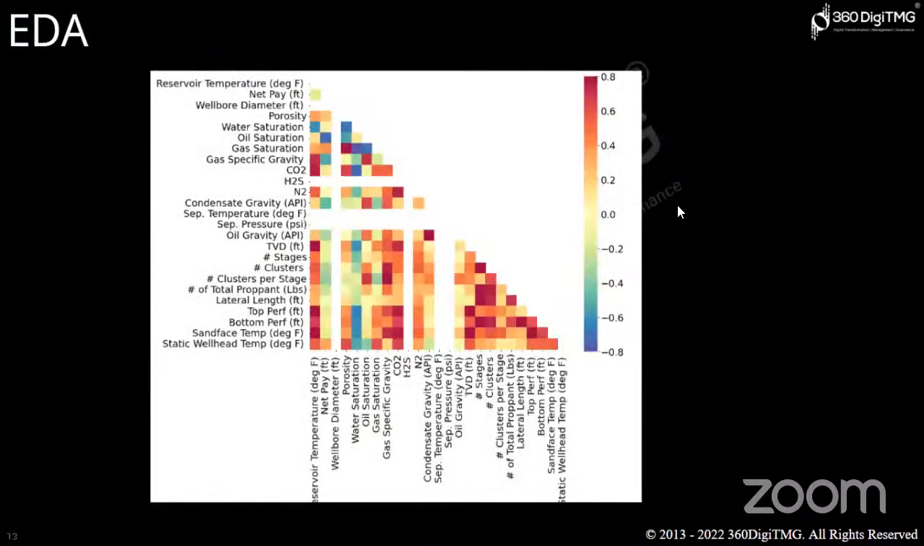I have used a heat map for the EDA process, to find the correlation between these variables. There is a lot of data here, and we have seen only a few. Along with that, we have CO2 emission, H2S emission, and nitrogen emission. These are all possible when we are working on an oil field. We also have values such as oil gravity, stages, clusters per stage, total number of proppants, lateral length, and bottom perforation. All these values are very important to us.